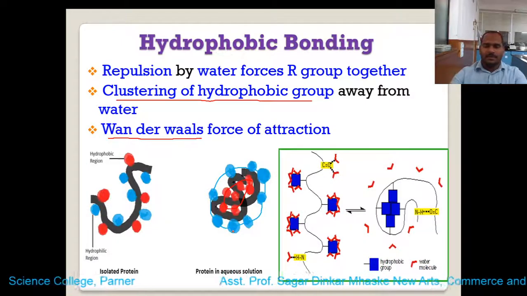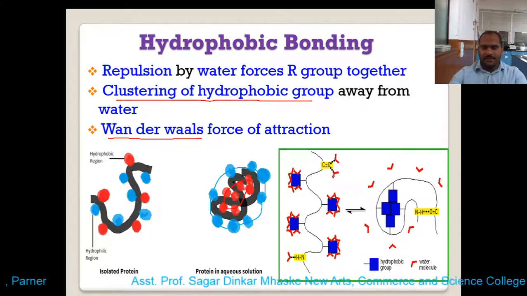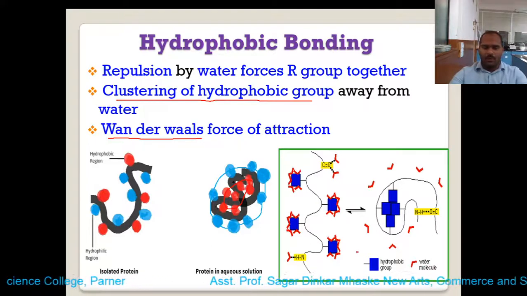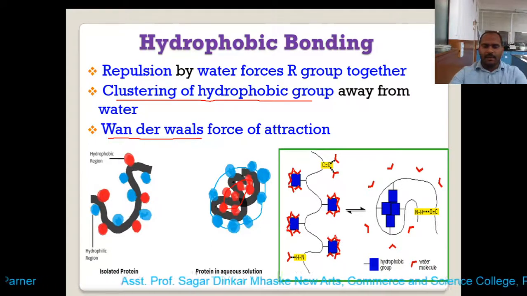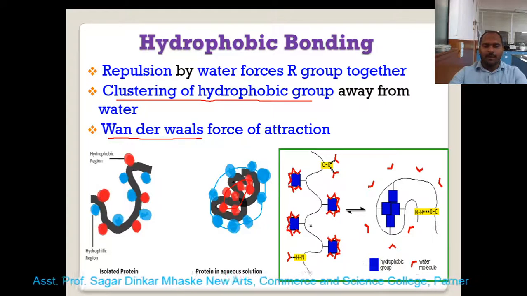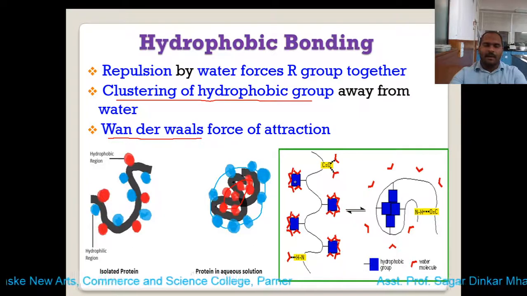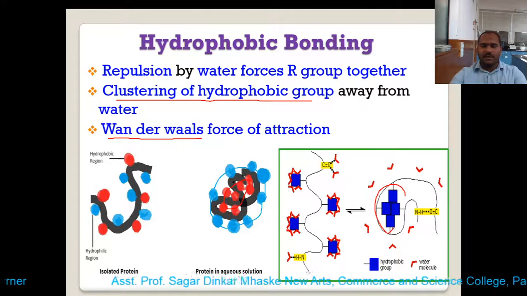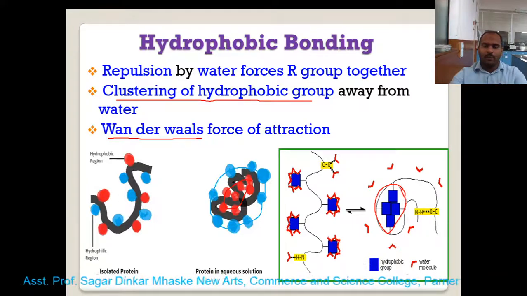Now here you can also see this structure. First understand this is a hydrophobic group. The blue one which is shown is hydrophobic, and the red shown are the water molecules. So what happens? When water molecules come towards the hydrophobic group, the hydrophobic group will show repulsion, or it will not be attracted towards the water. So due to this, what happens? Protein gets folded, and it will show a cluster of all these hydrophobic groups together.